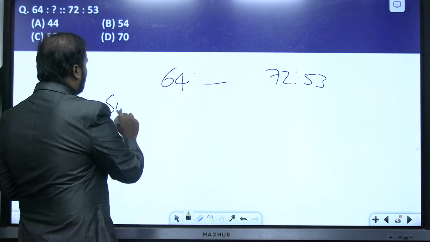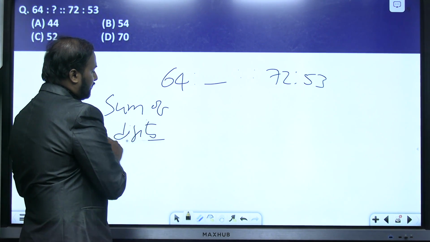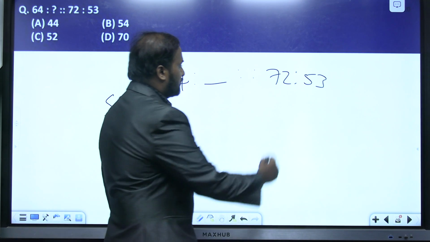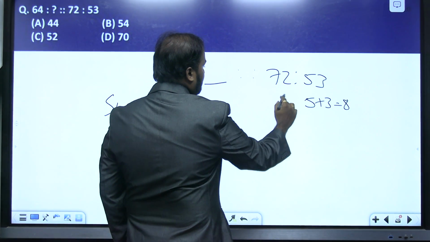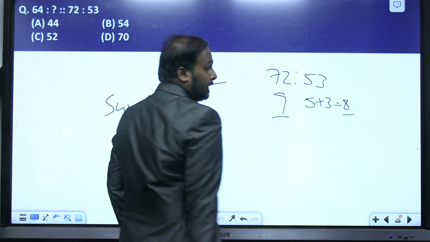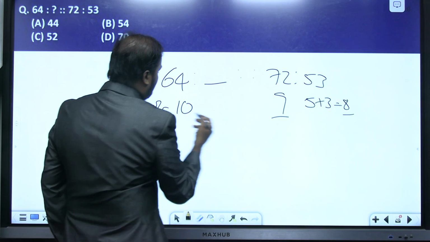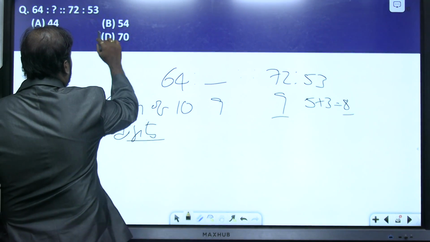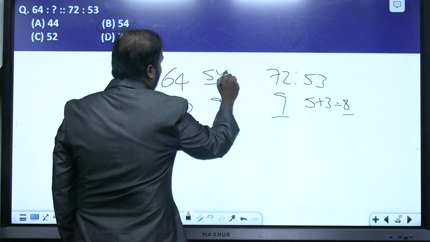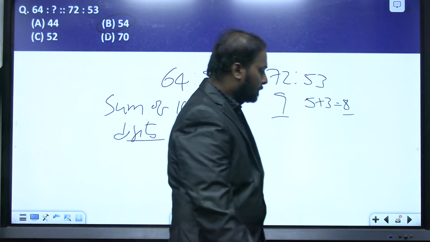I said that then you have to take the sum of digits. You check with the sum of digits. What is 5 plus 3? 5 plus 3 is equal to 8. Similarly, 7 plus 2 is 9. So 9 and 8. Similarly, you come to the answer here. 6 plus 4 is 10. So here 9, 8. Here 10 means here should be 9. So which option gives you 9 here? Clearly, your answer is 54. 54 means 5 plus 4, and 5 plus 4 gives 9. Okay.